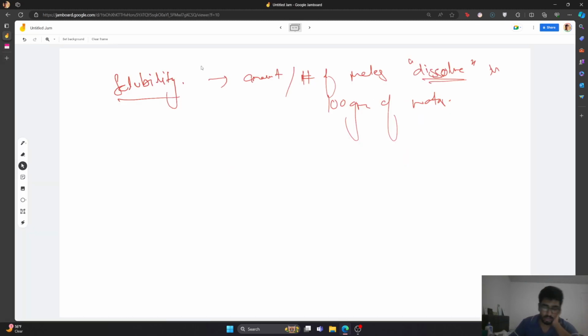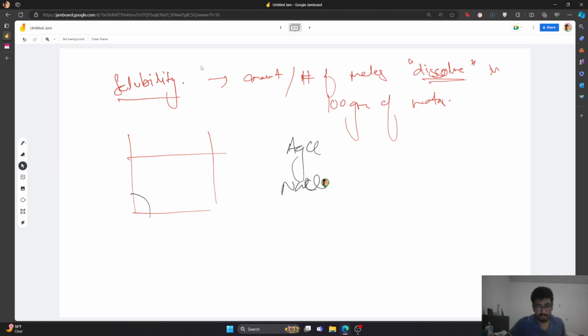So the idea of a solubility product is what we talked about a little bit. Whenever you add a salt, like say AgCl or NaCl, they are first stuck in a lattice form. They are solids, meaning both of them are in lattice form. That's something that we talked about in the last chapter.